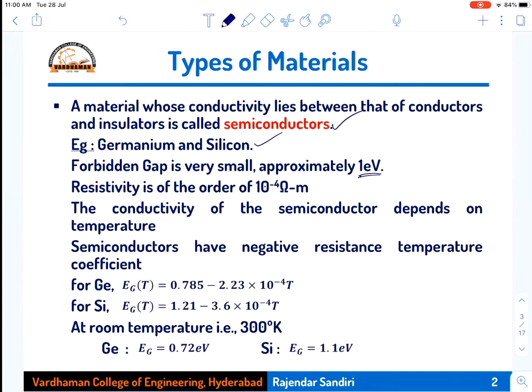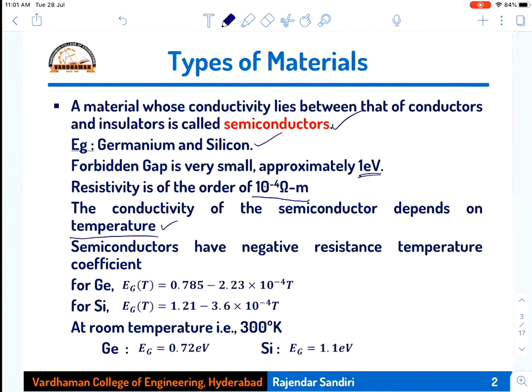The resistivity is 10 to the power of -8 for metals and 10 to the power of 7 for insulators, but for semiconductors the resistivity lies between both of them, 10 to the power of -4. The conductivity of the semiconductor depends upon the temperature. The conductivity lies between that of conductor and insulator, and that conductivity depends on the temperature. Very, very important point.